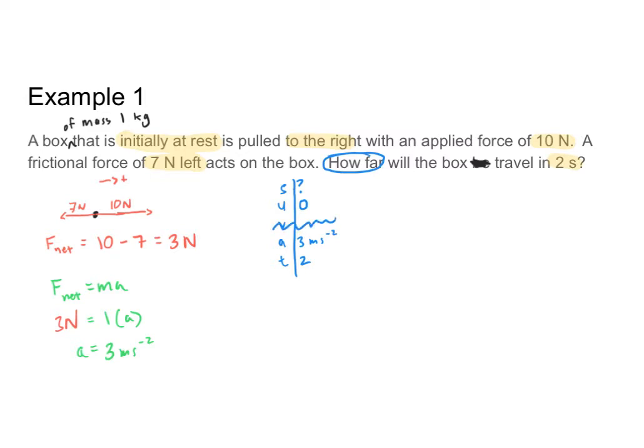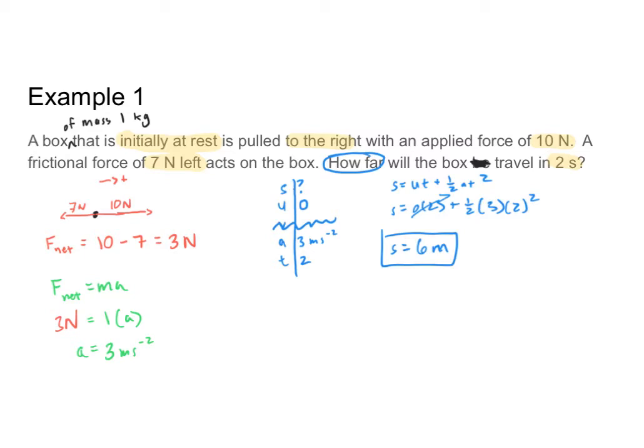From this, I know that the equation I want to use is S equals ut plus 1/2 at squared, or S equals 0 times 2 plus 1/2 times 3 times 2 squared. My first term will cancel, and what I will get is that my displacement is 6 meters. So there you go, guys. That is a nice, simple F net problem.